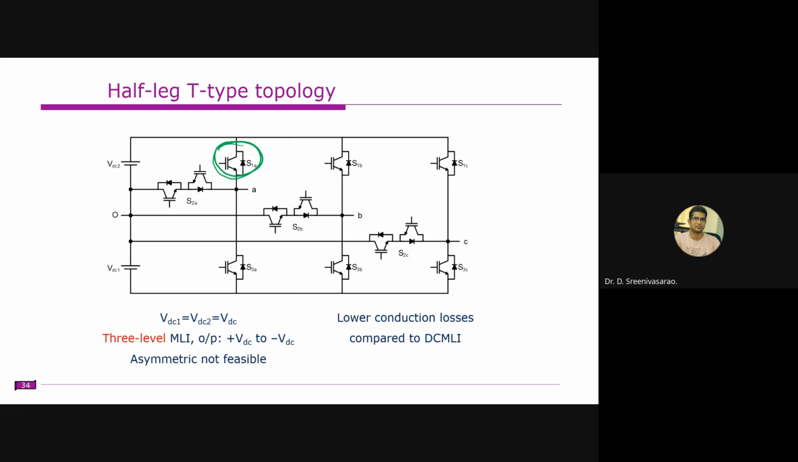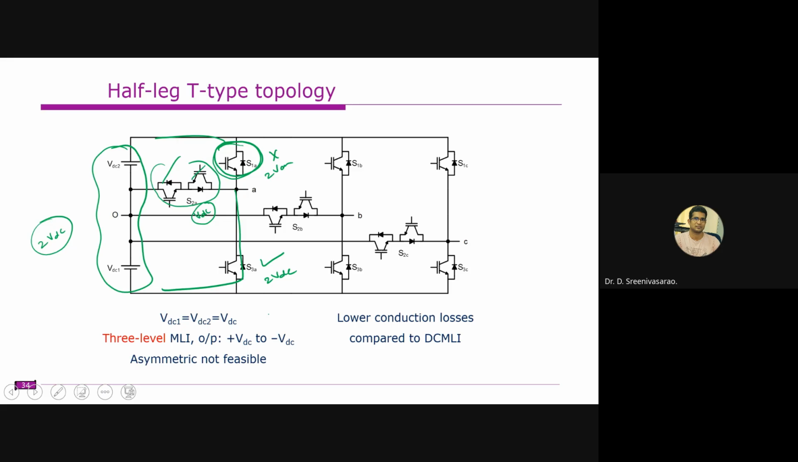But the thing is, let us assume this switch is off here and this switch is on. In that case, this switch is supposed to block these two DC sources. So it is supposed to block 2 VDC voltage. Whereas this entire thing is supposed to block only VDC voltage, so it will share, with half of the voltage across each device. So compared to the diode clamp, maybe these switches are rated higher.